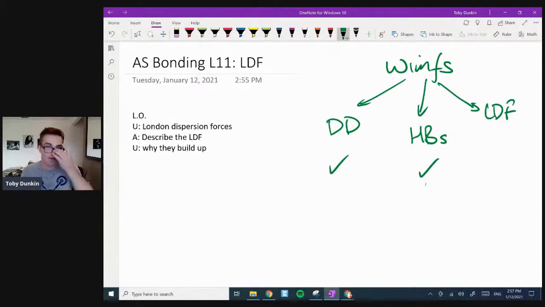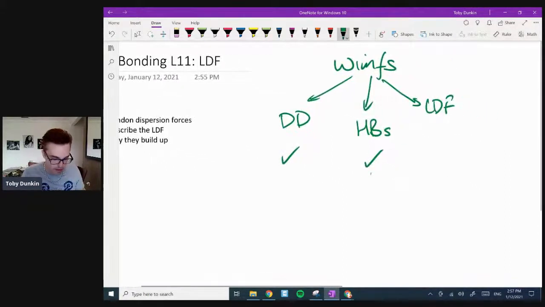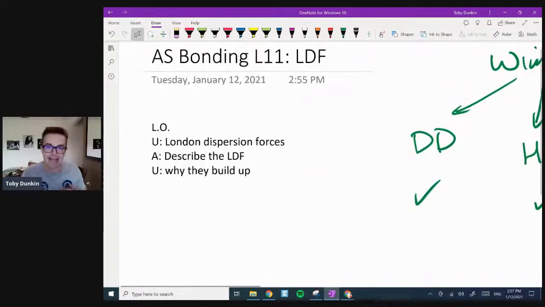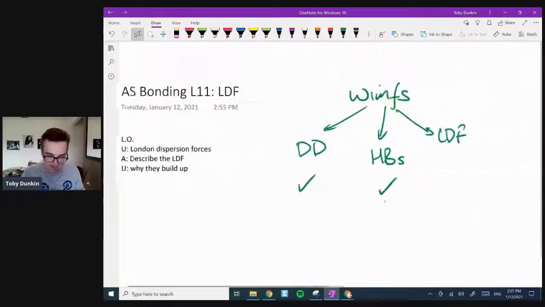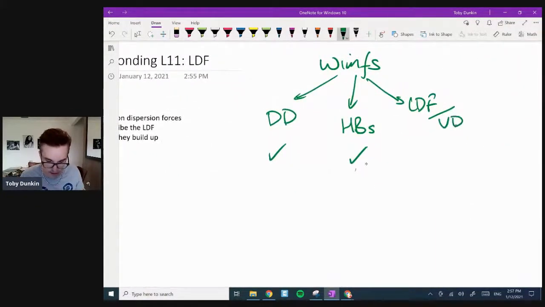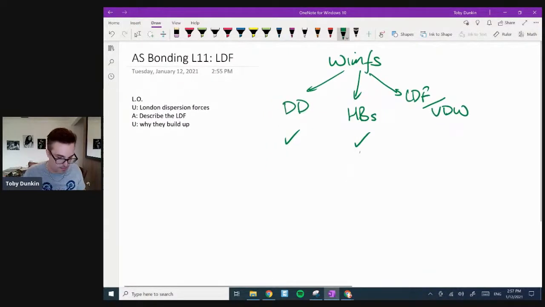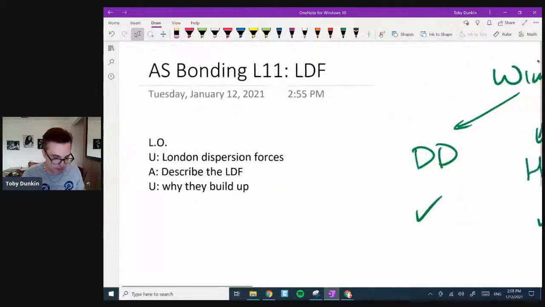Now, I'm going to focus on London dispersion forces. I'm using that term just because Edexcel prefer that term. You can also call them van der Waals forces, VDWs, if you like. It makes no difference what name you call them. They will be accepted on either one. But like I said, for Edexcel, I'm going to focus on London dispersion.